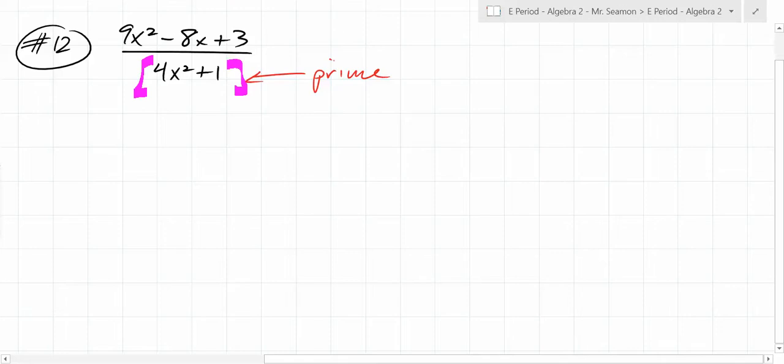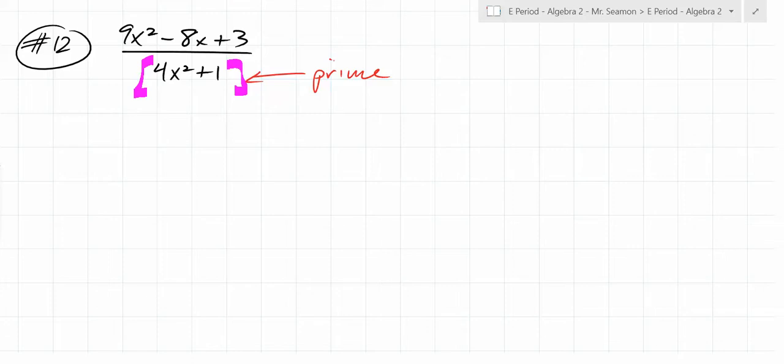It is prime. There's no way to factor that. You can't factor it. Why? 4x squared is always positive. So if that's always positive and 1 is always positive, or 0, right?